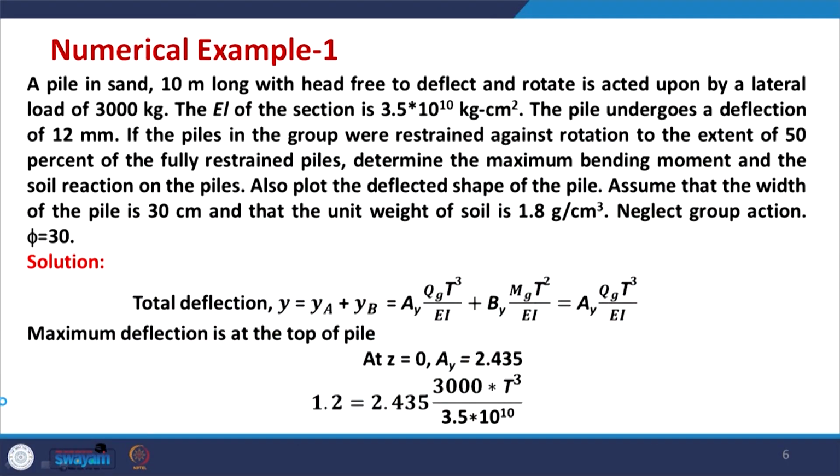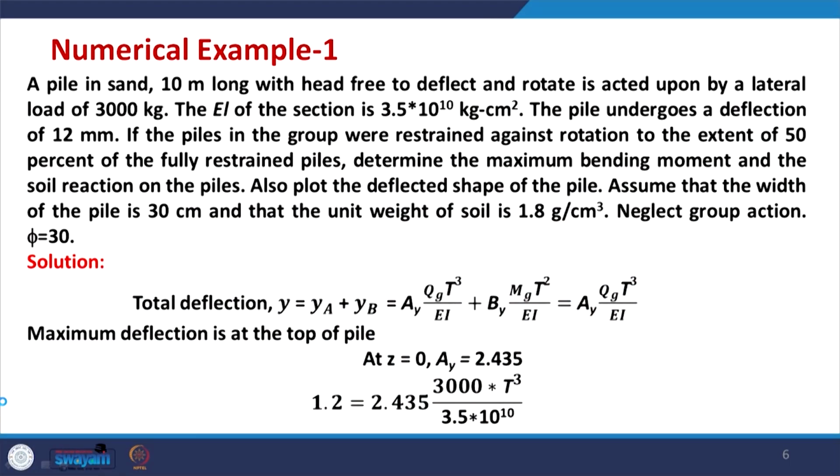In the first problem it is like here, there is a pile, a single pile in sand. The pile is 10 meter long with head free to deflect and rotate acted upon by a lateral load of 3000 kg. That means the pile head is free, completely free, it is free against deflection as well as rotation. So, that means without any correction to the Reach and Matlock tables we can use directly for this. The EI, that is the flexural rigidity of the section, is given 3.5 into 10 to the power 10 in kilogram force per centimeter square.